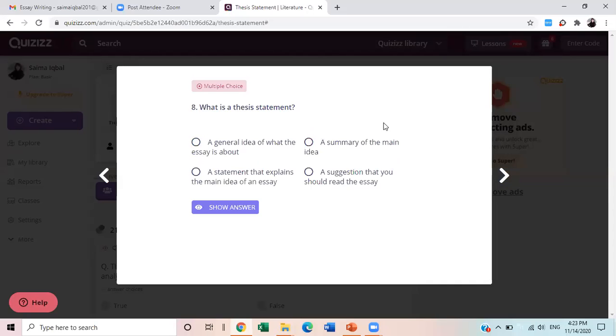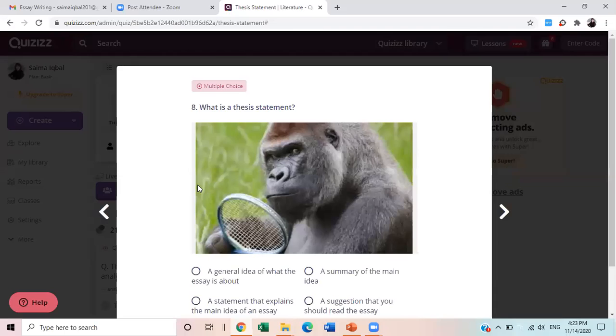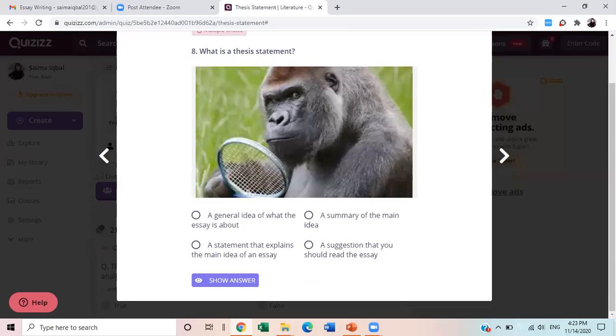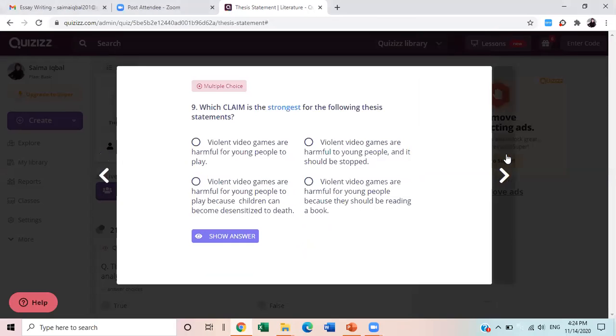Okay, what is a thesis statement? Okay, let's go back. What is a thesis statement? Look at this. A summary of the main idea. A statement that explains the main idea of an essay. All right, let us check. Excellent, excellent, nice.